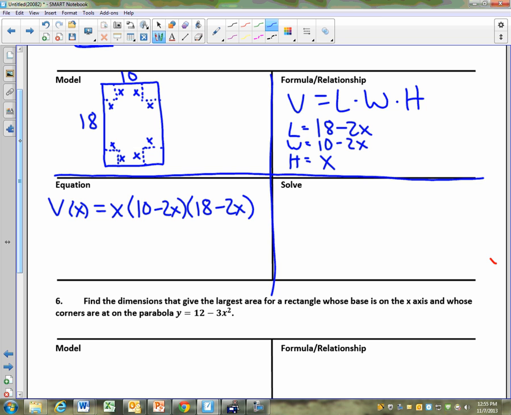What is the biggest square that you could cut out and still have some volume? Somebody said it. 5. If you cut 5 by 5 and 5 by 5, would you have anything left here for a width? You wouldn't have anything. So whatever you cut out has to be bigger than 0 but less than 5, right?